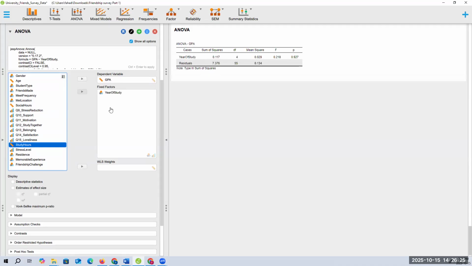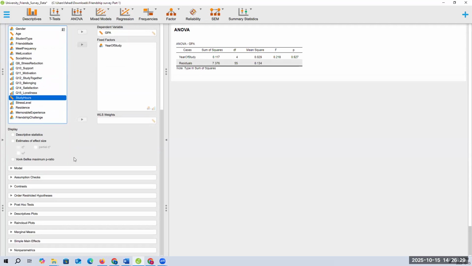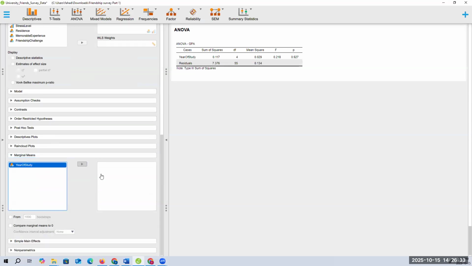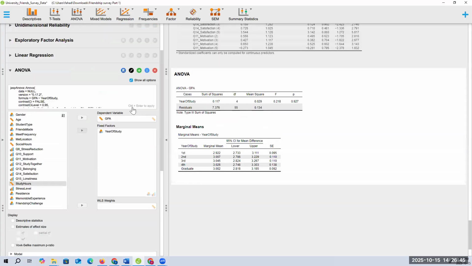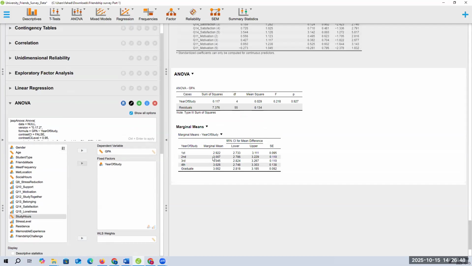Here we don't find any effect, so it's also important to look at marginal means. So year of study: you see first year, second year, third year, fourth year, graduate, there is no difference in terms of the GPA. So the marginal means are very useful here. You don't see any difference in marginal means across the year of study.